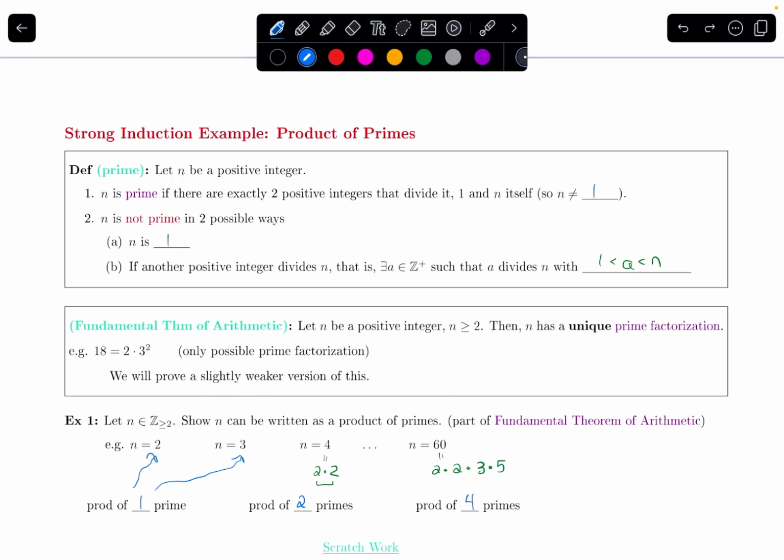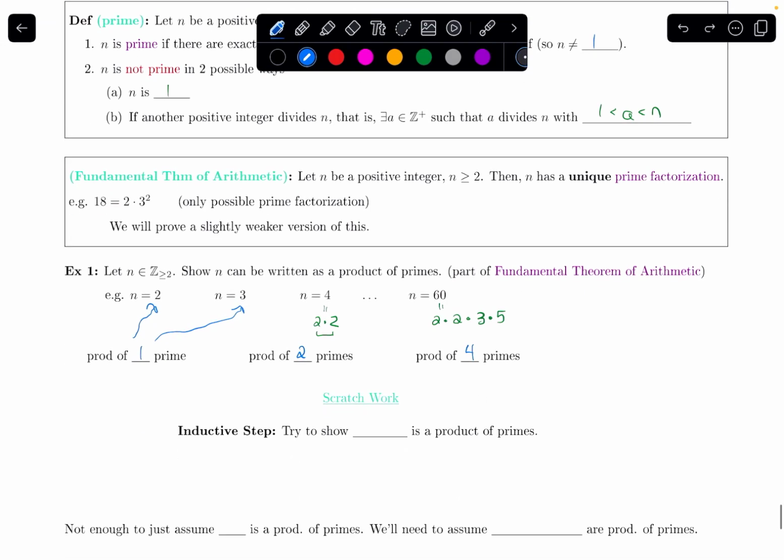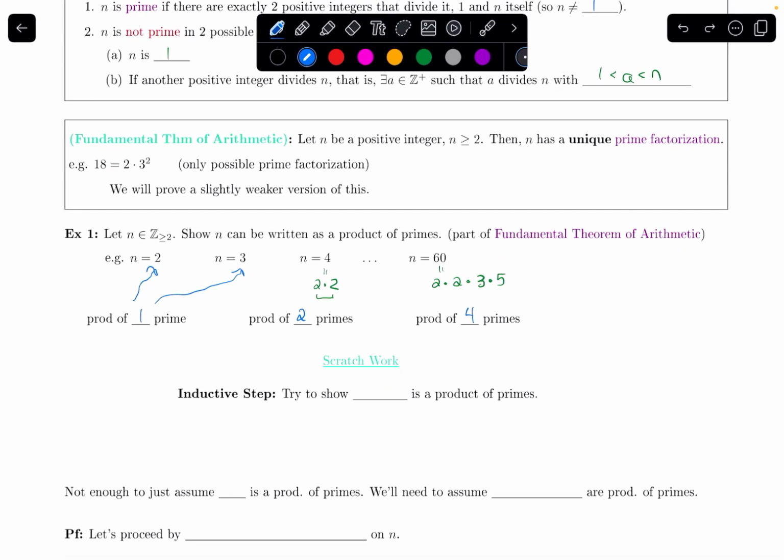Let me talk about some scratch work that we're going to end up doing in the inductive step later. That will indicate why we're going to do strong induction and not just a regular weak induction. So in the inductive step, I will ultimately try to show that this statement is true for k plus 1. So if I let n be k plus 1, I'm going to be trying to show that k plus 1 is a product of primes.